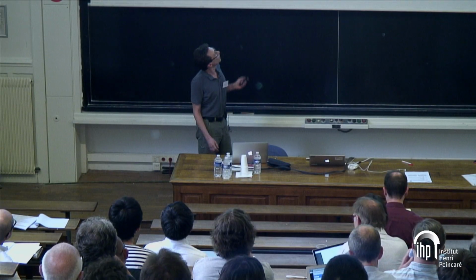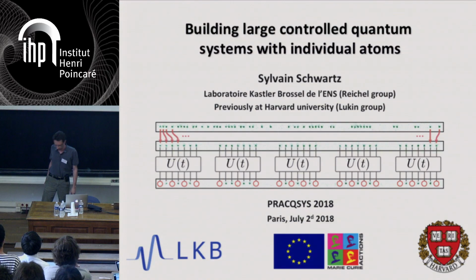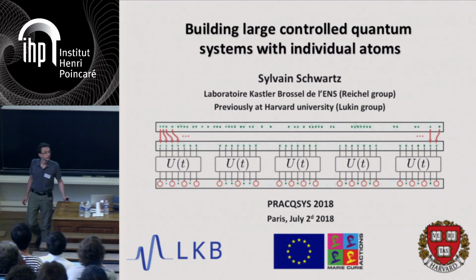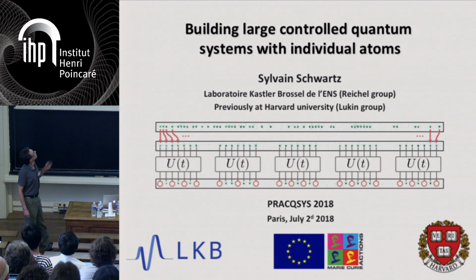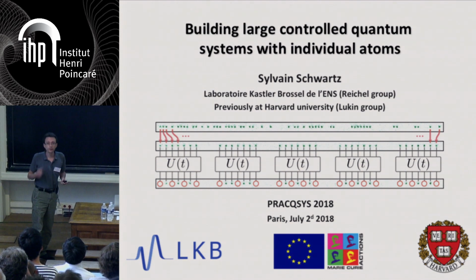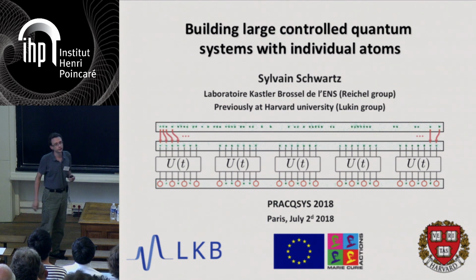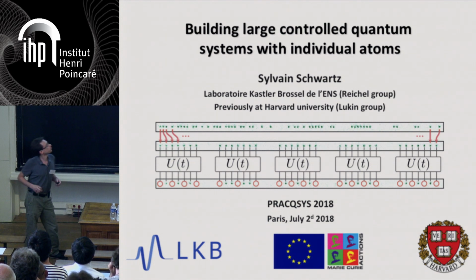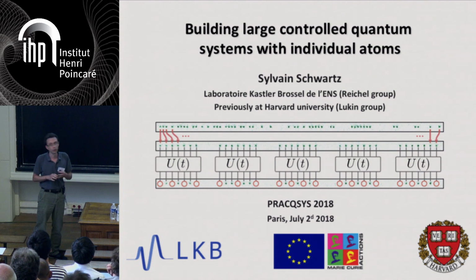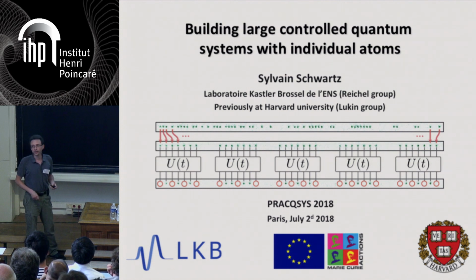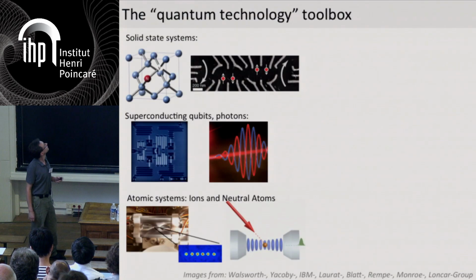So my name is Sylvain Schwartz. I'm with Laboratoire Kastler Brossel in the group of Jakob Reichel. And before that, I was with Mikhail Lukin at Harvard. And today, I'm going to tell you about two experiments that are performed in these two groups. And these two experiments share in common the same goal of building large, controlled quantum systems with individual neutral atoms.